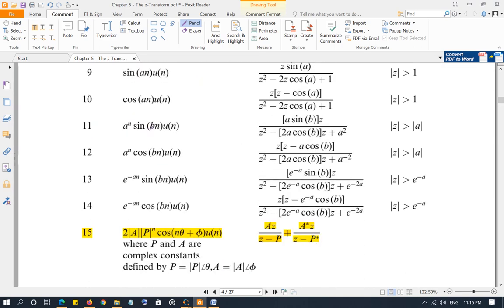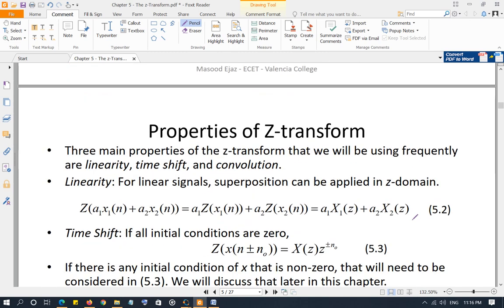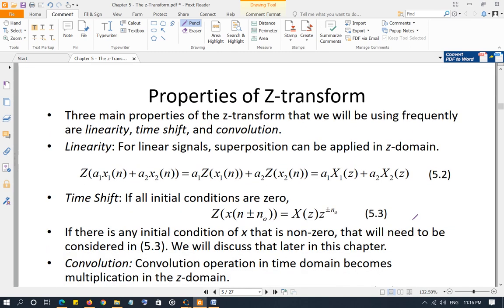Let's see, and one of the most important transforms is this one. This is used very commonly, and this is if you have complex conjugate roots of your partial fraction decomposition, as we will study shortly. Okay, so there are three main properties of Z transform that we will be using.